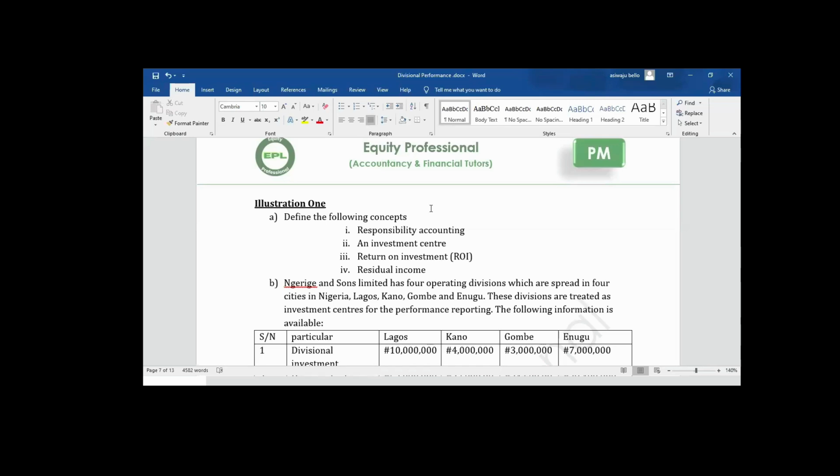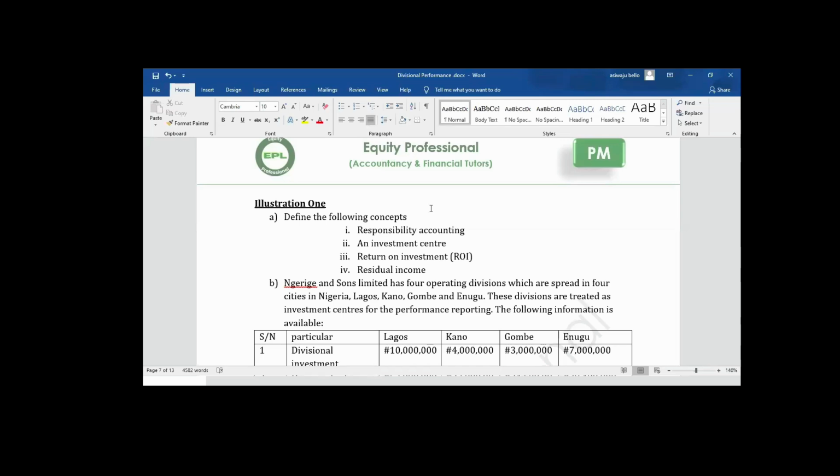Residual income is excess of profits over cost of capital, the cost incurred to obtain capital. Residual income is the excess of operating profit over the cost of funds. The residual income is the excess of profits over the cost of capital or cost of funds.